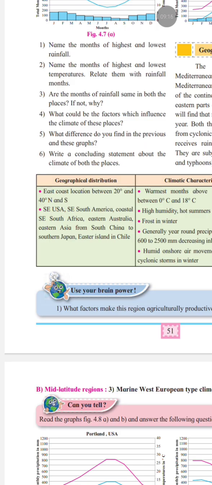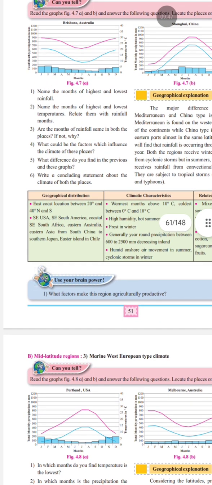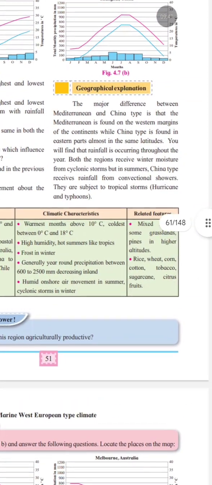Our last question is write a concluding statement about the climate of both the places. Both Brisbane and Shanghai receive rainfall throughout the year, and their climate is influenced by their location near the sea and seasonal winds. Also, Brisbane has a relatively moderate temperature, while Shanghai has hot summers and cool winters. Overall, we can say both places have warm climates with sufficient rainfall throughout the year. You can write this.